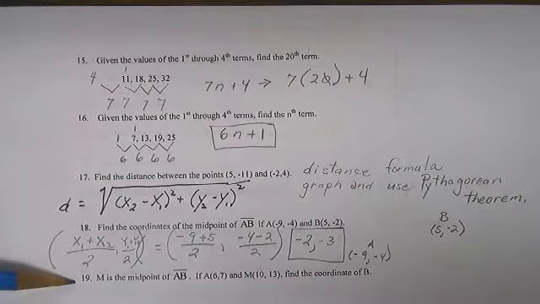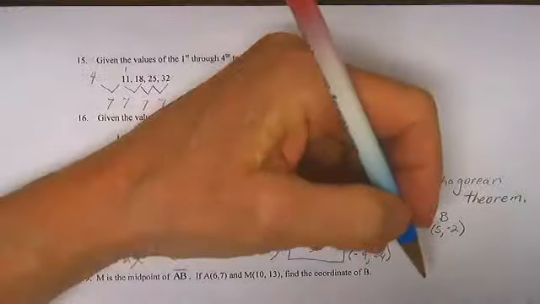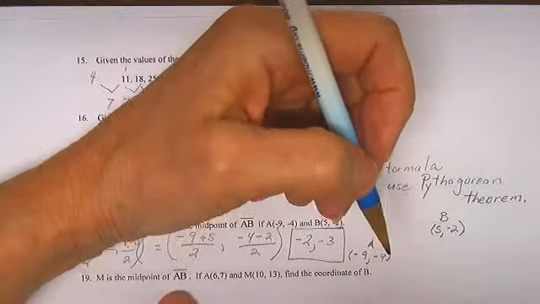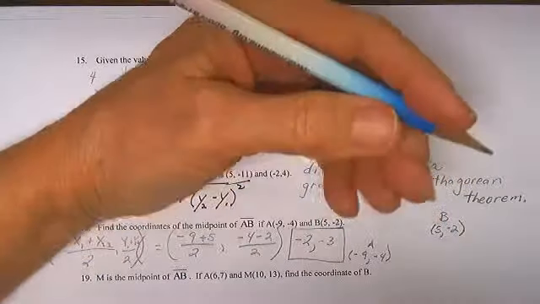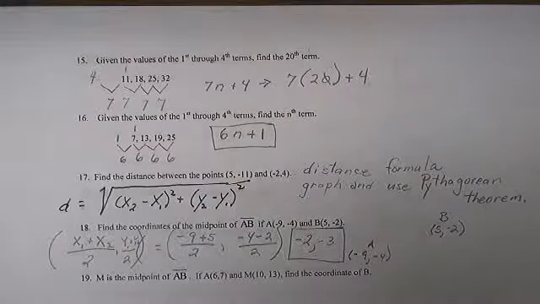Number 19. M is the midpoint of AB. If A is (6, 7) and M is (10, 13), find the coordinate of B. Ladies and gentlemen, first we draw a picture. M is the midpoint of AB. So, how is this going to look?